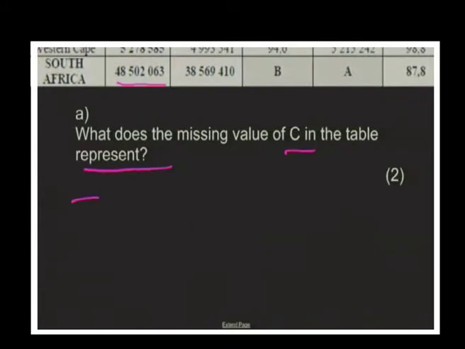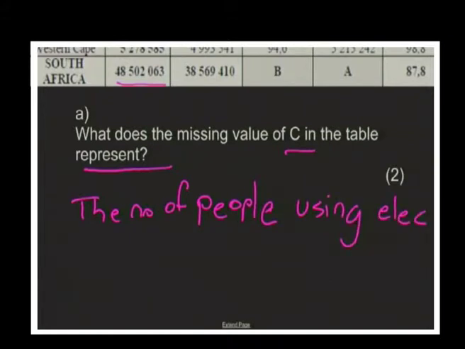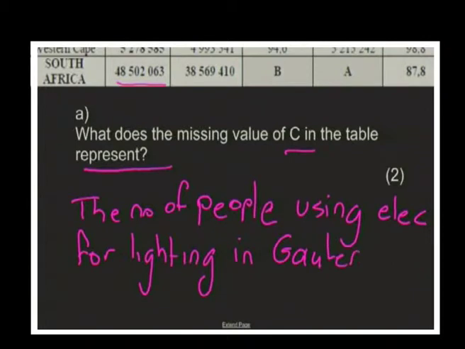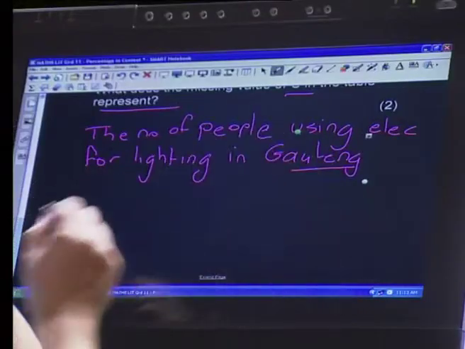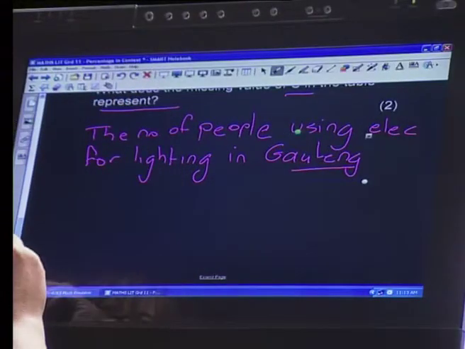It represents the number of people using electricity for lighting, and where are they using it? In Gauteng. And my guess is that that would be your two marks. So what does it represent, and where would it represent? So in Gauteng. And now we've answered that question. So let's move on to the next question.